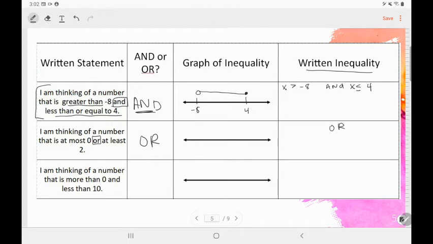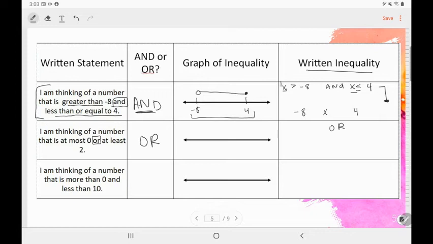Now, one last thing about and inequalities. Mathematicians like to use a shorthand to write and inequalities, and this is the way I would like you to write all and inequalities in the future. Instead of using x twice and writing two different inequalities, and inequalities can be written as one. And here's how I do it. I take the numbers on my number line, so -8 and 4, and I'm going to write an x in the center of them.